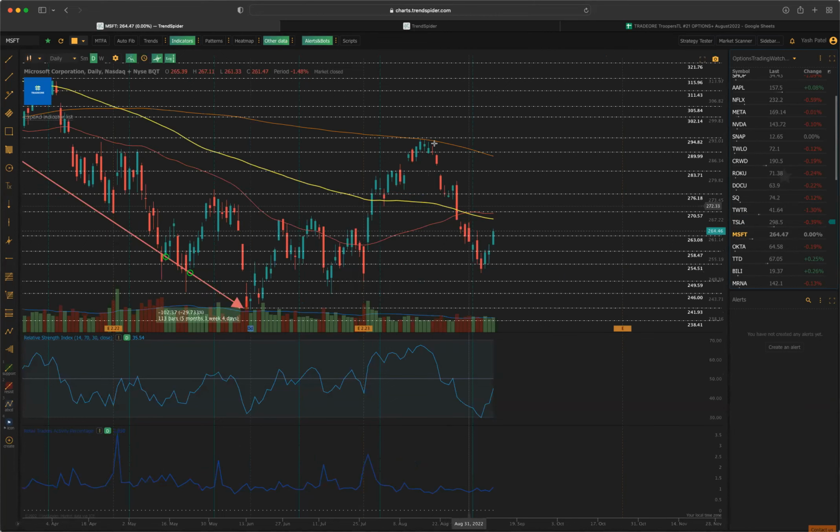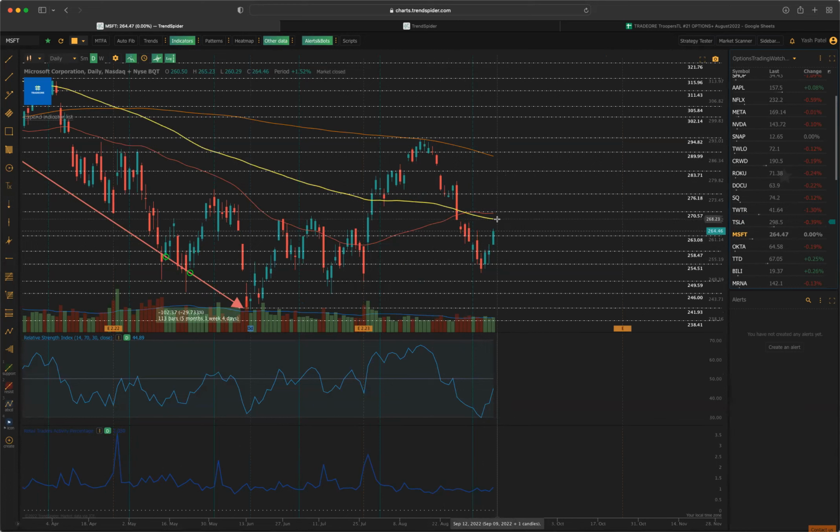Microsoft got destroyed pretty much last 2 weeks, pulled back all the way from 294 to 255. That's almost a $40 drop. And finally, it's trying to bounce here. It is below all three SMAs, which shows weakness.